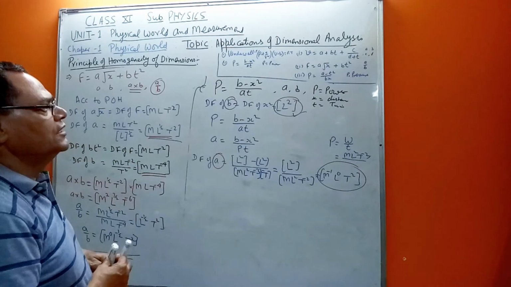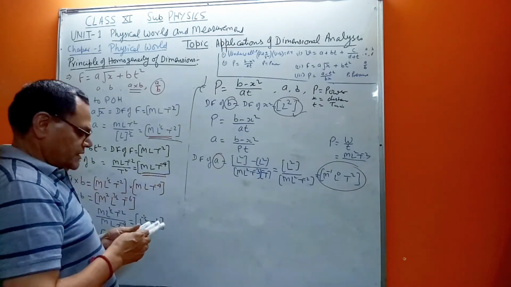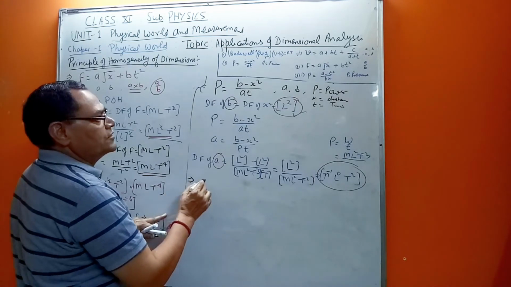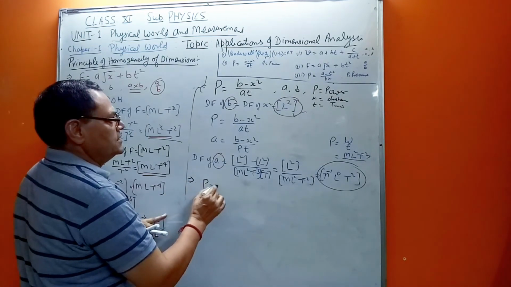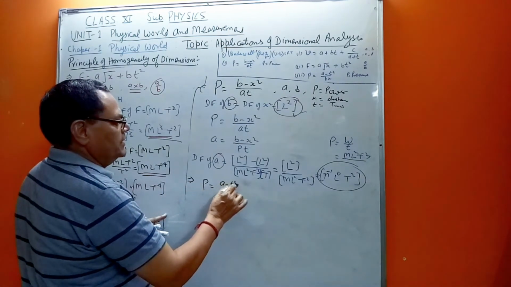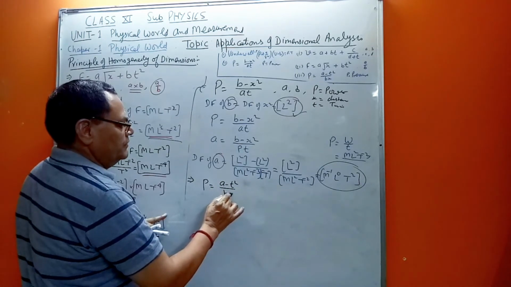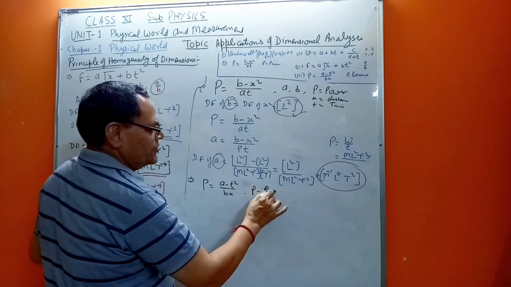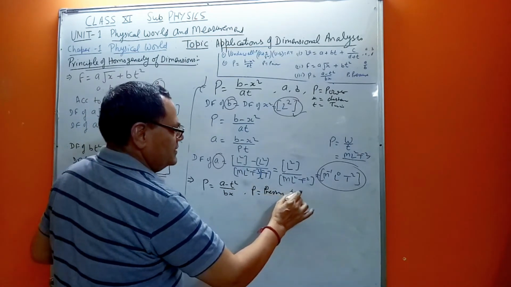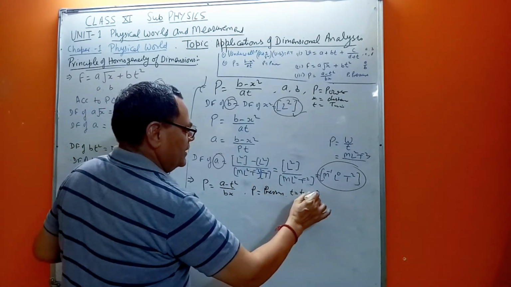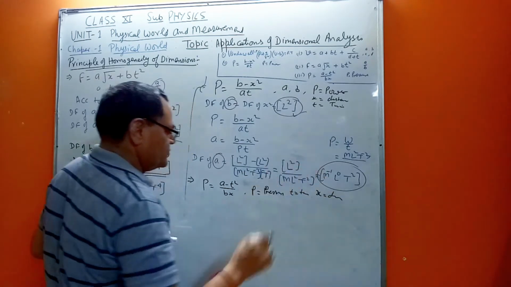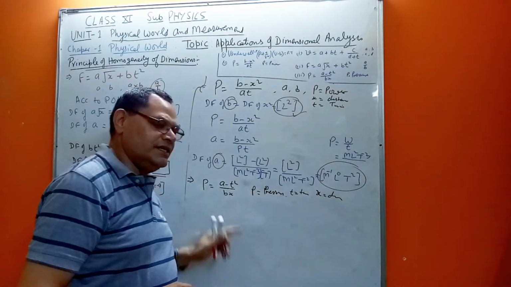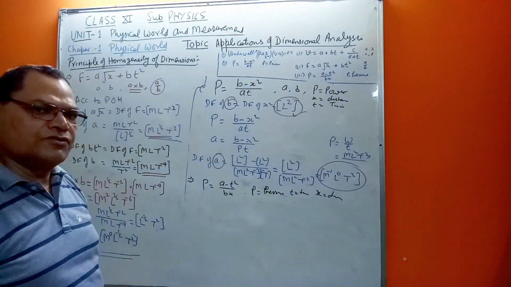Okay, so can we take one more? Yes, we will take one more, and I think you can try it yourself. Here P is equal to A minus T square upon Bx. But here P is not power, it is pressure, T is time, and of course X is the distance. We have to find the dimensions of constants A and B. So how will you proceed?